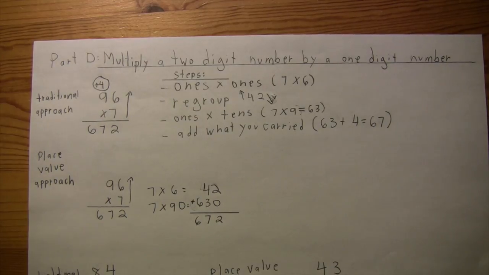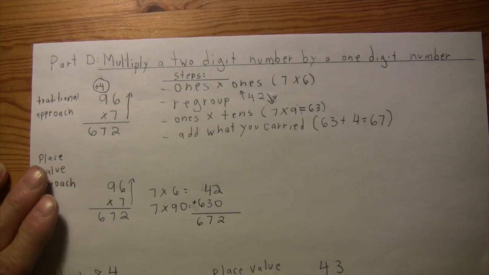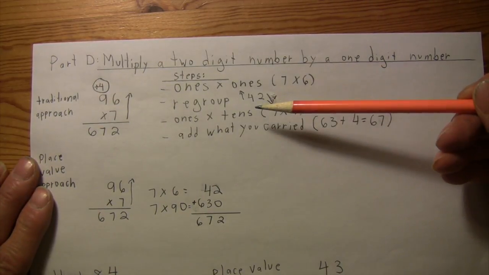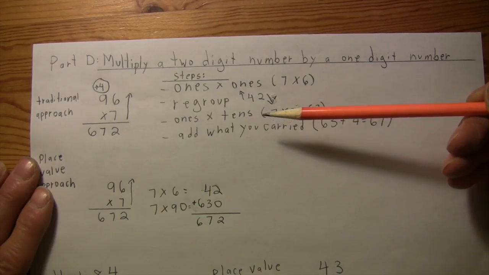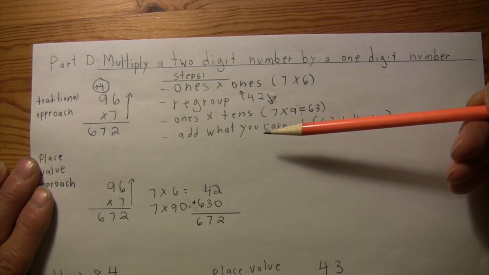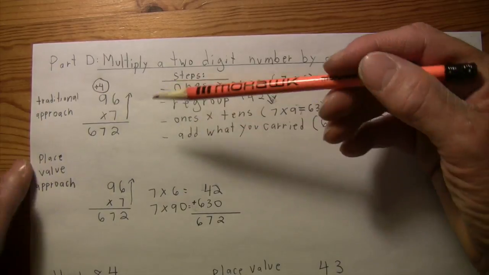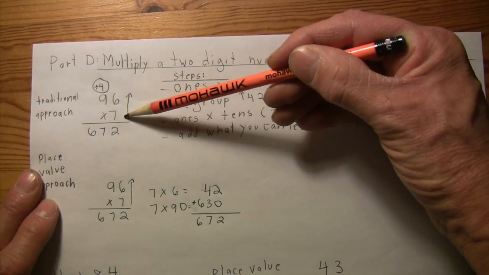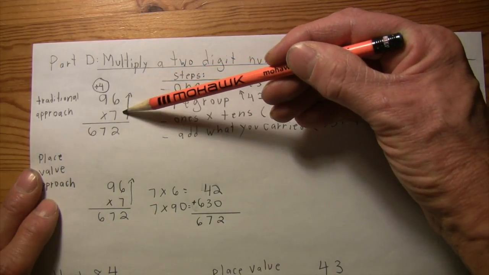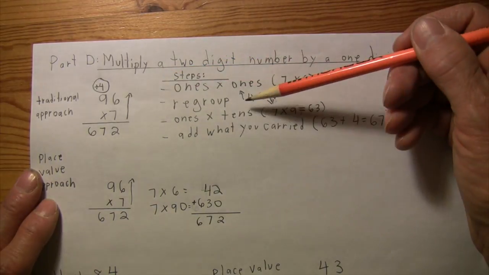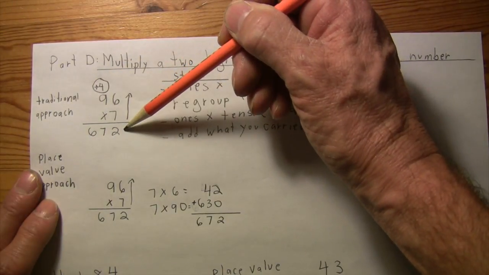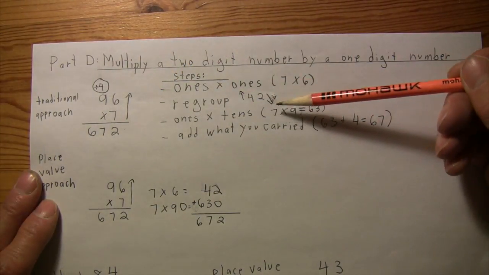Part D of our test is multiplying a 2-digit number by a 1-digit number. Here are the steps we're going to follow. Ones times ones, then we're going to regroup, ones times tens, and then we're going to add. Let's follow through the steps. Ones times ones, 7 times 6. You always multiply in an upward direction. 7 times 6 is 42, so we're going to regroup by carrying the 4, 42.